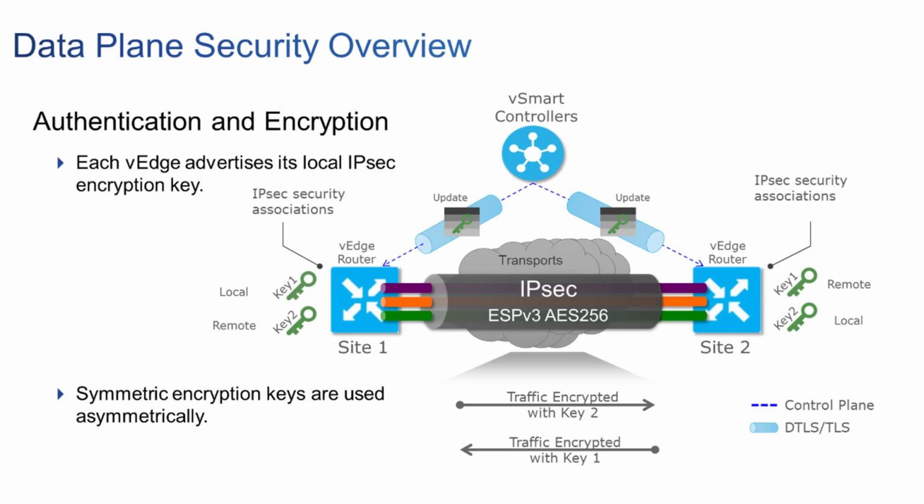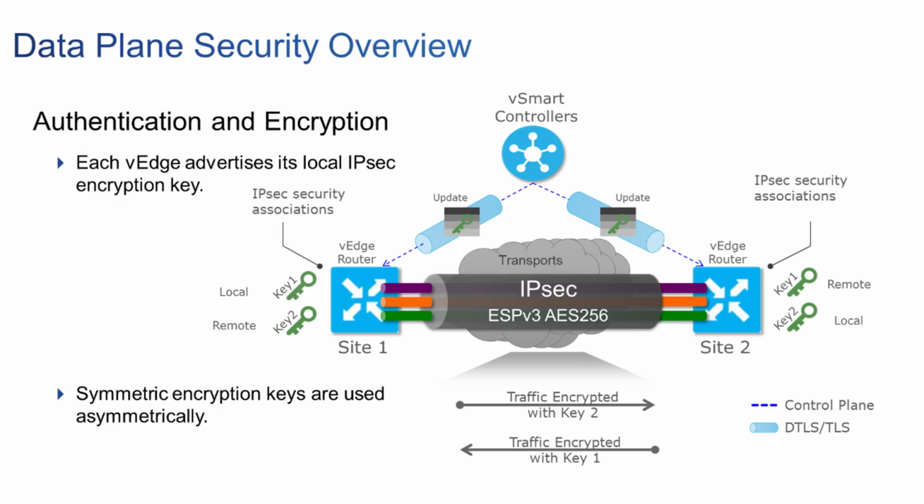Before a pair of vEdge routers can exchange data traffic, they have to establish an IPsec connection between them, which they use, this IPsec session, as the secure communications channel. So the routers have to authenticate each other over this particular connection. Just like we saw with the control plane, the data plane is going to use keys to perform that individual device authentication. Now, in a traditional IPsec environment, key exchange is handled by another protocol called IKE, the Internet Key Exchange Protocol.